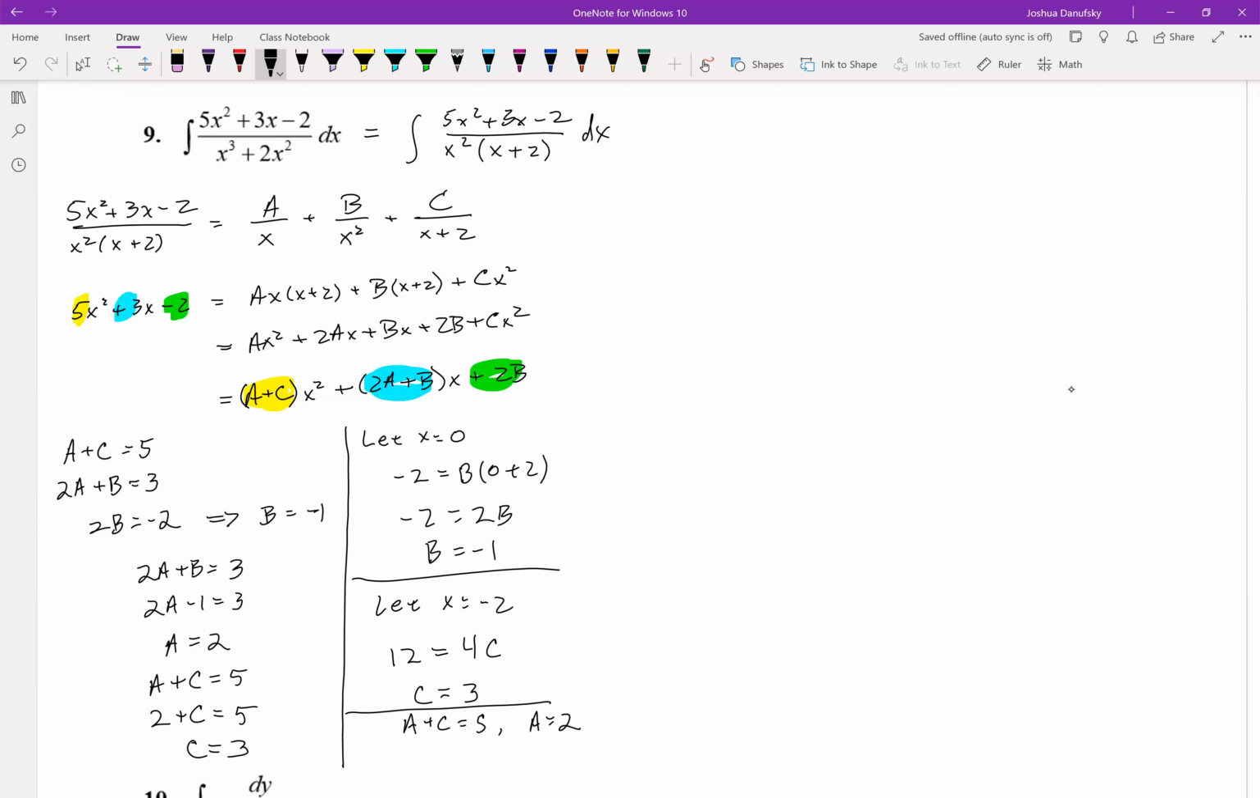If you prefer the shortcut, that's fine, but it's not going to work every single time. It will work when we have linear factors. But as we'll see in the problems to come, this technique won't work when we have factors in the denominator that are irreducible quadratics.